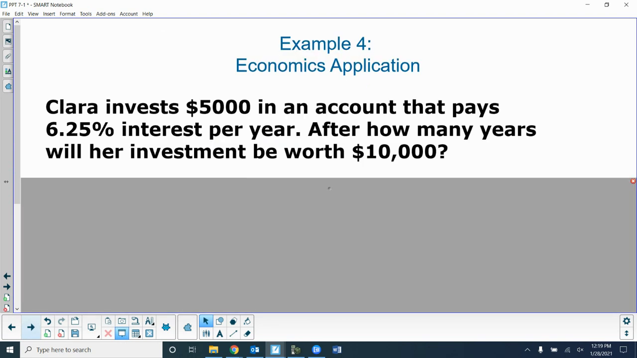Okay, so is this growth or decay? Growth. When we're doing an investment, we're trying to grow money, right? So what's the little a? 5,000. What's my R? 6.25. Now, when we put in the 6.25, we don't actually put it in at 6.25. 0.06. Yes, move that decimal point to the left when you plug it in for R. So your percent, you're going to move the decimal point 2 spots to the left.